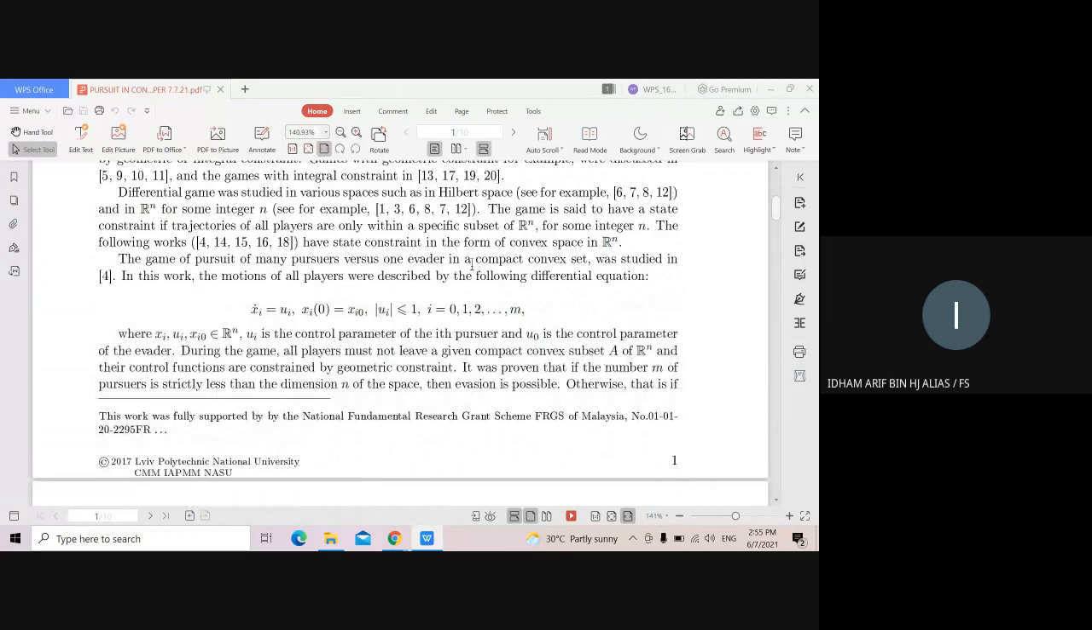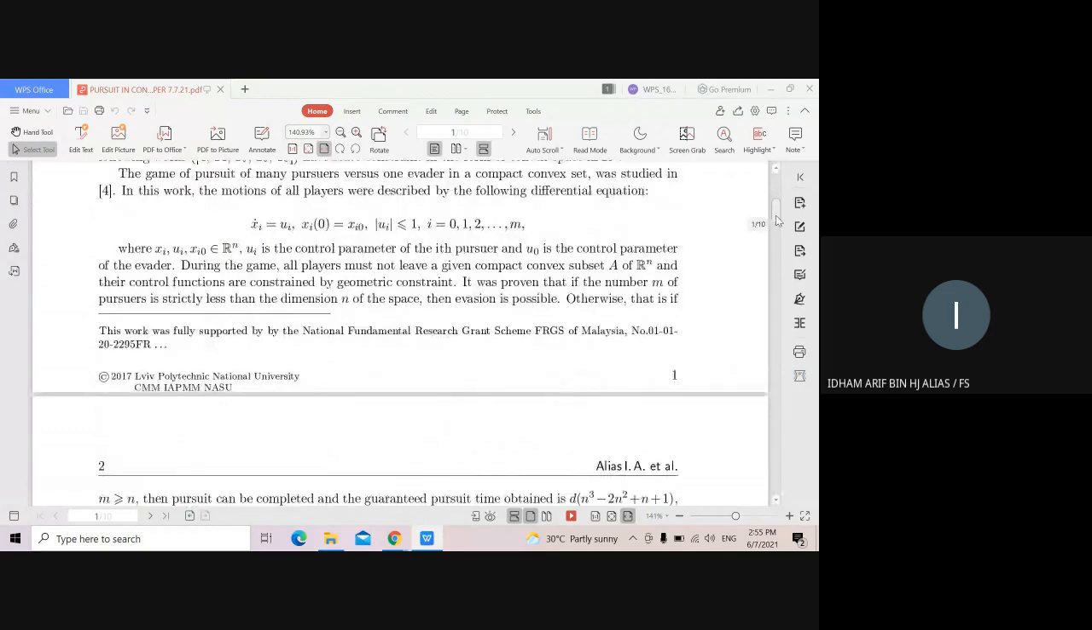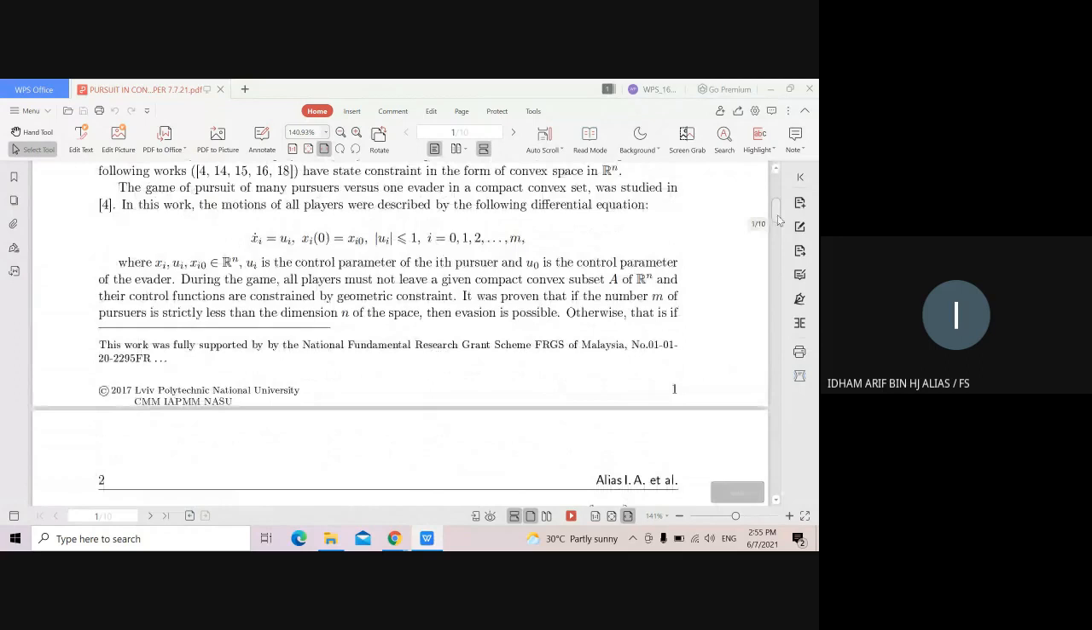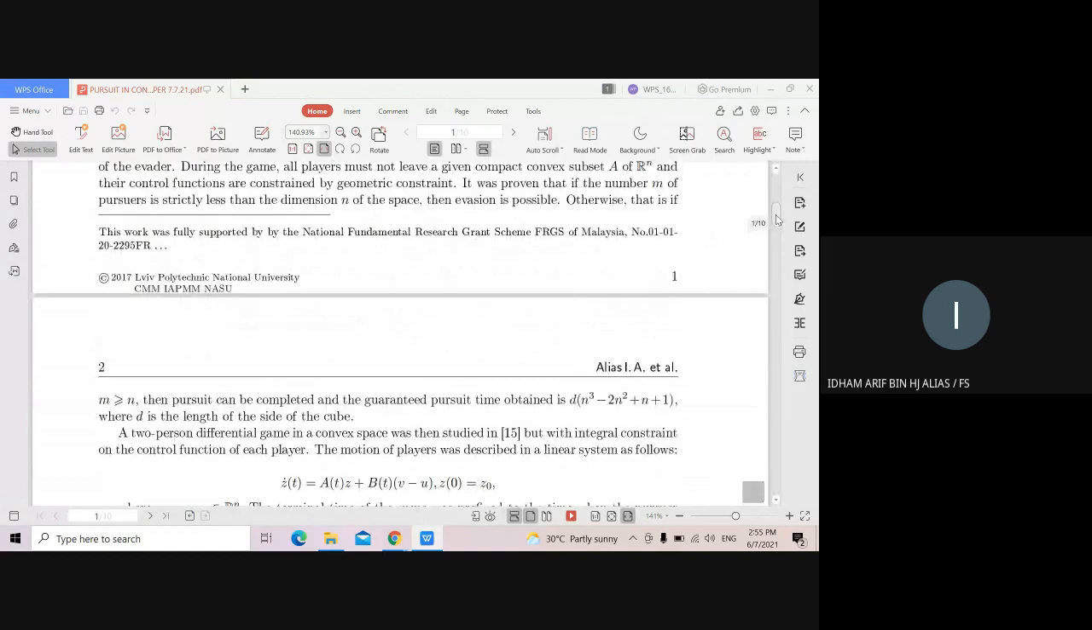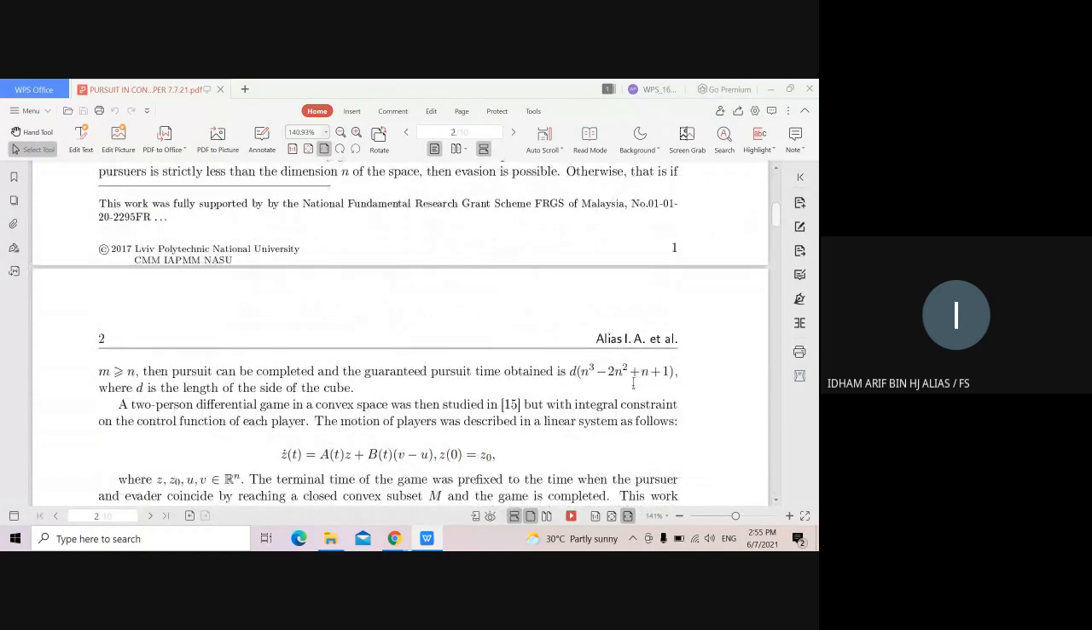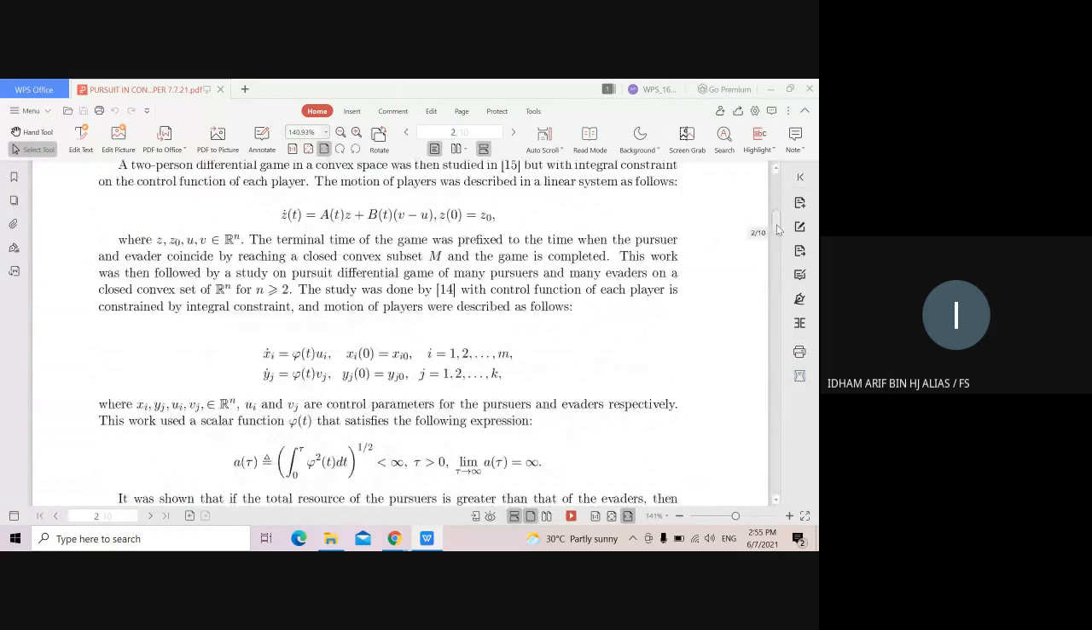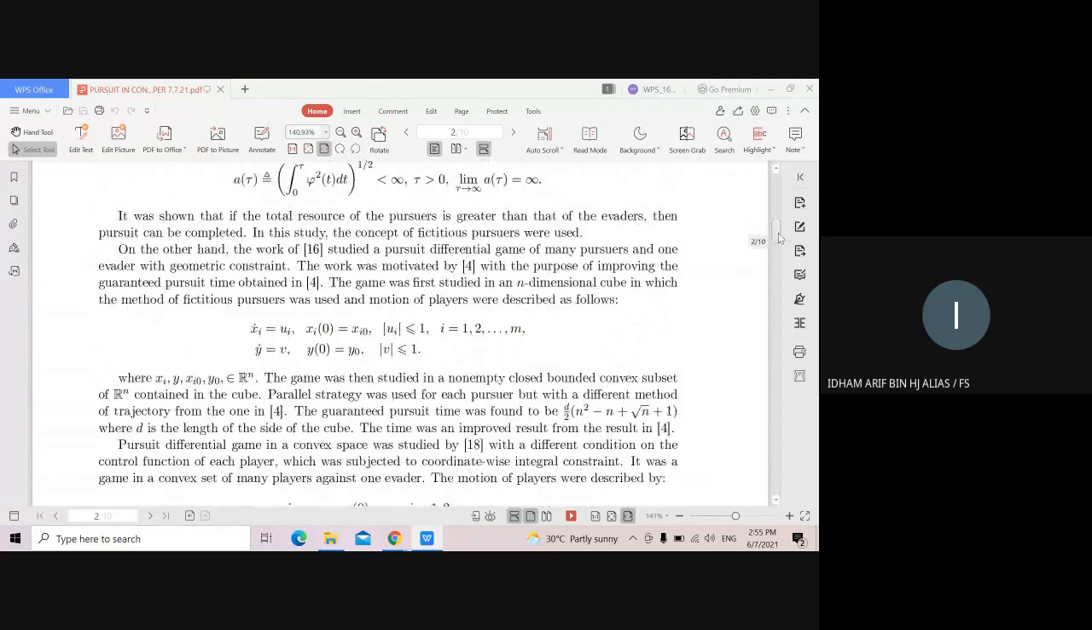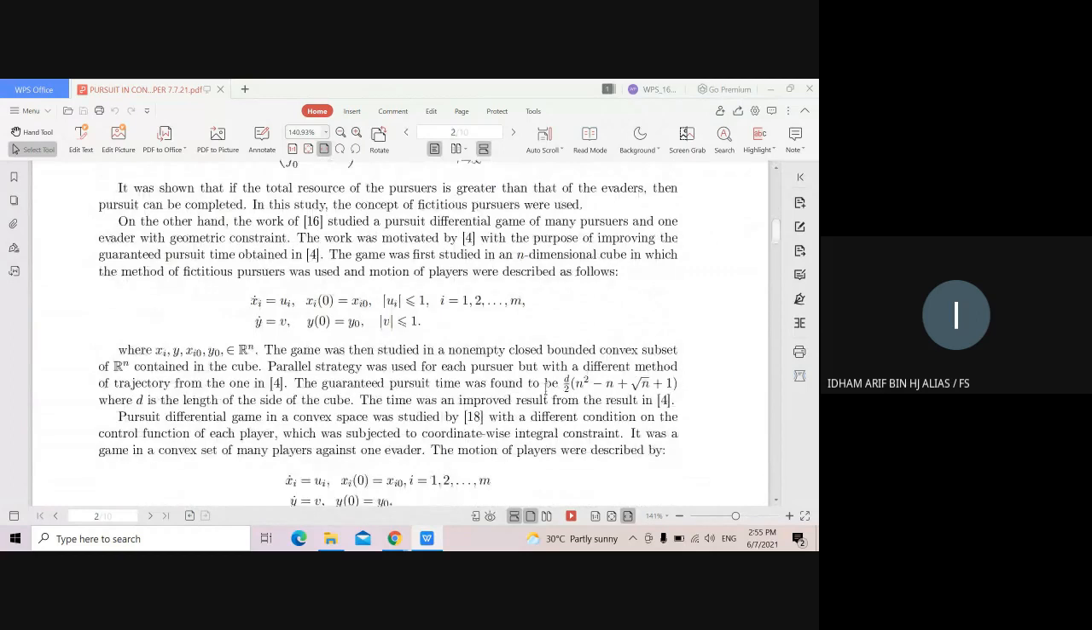But the one which is closely related to our project is this one, where a guaranteed pursuit time is given as this. And then this guaranteed pursuit time is improved by a work in 2015, where the guaranteed pursuit time is improved to be this one. So now our project is to improve this guaranteed pursuit time.